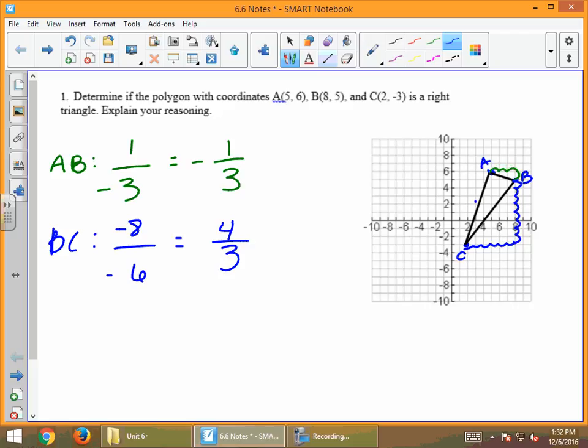So if that happens, if the first slope you find and the second slope you find are not perpendicular, not flipped and opposite, don't just stop. You have to find that third side. So now let's find the slope of AC. Okay, well, how far do we count up?